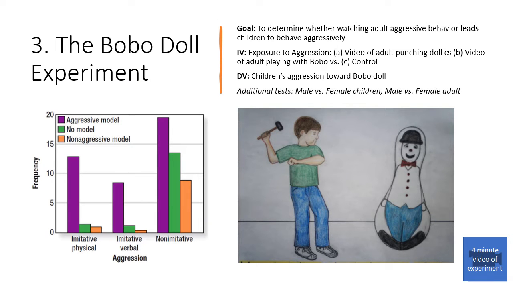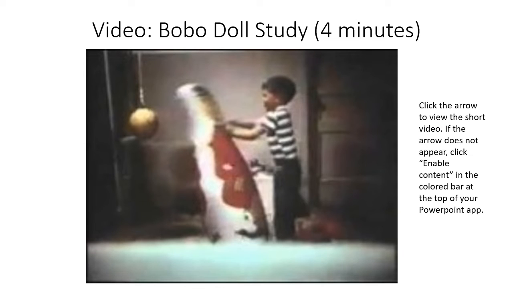And then the Bobo doll experiment. There were many iterations of this experiment, but the one that we've talked about in this video is to determine whether watching adult aggressive behavior leads children to behave aggressively. And so you have seen how the study took place, but the children watched a video of an adult punching this Bobo doll or a video of the adult playing with the Bobo doll and a control condition. And the dependent variable was how aggressive were they toward the Bobo doll. And there were more studies that took place around this. Here it is again if you haven't seen it.